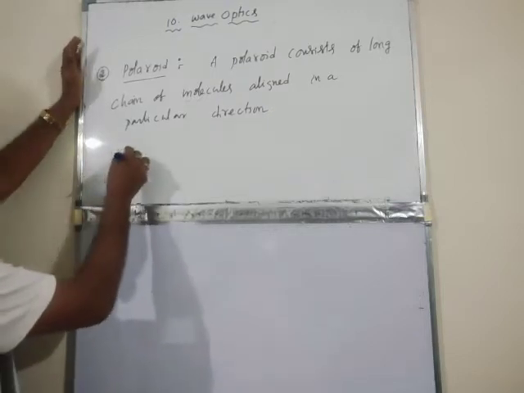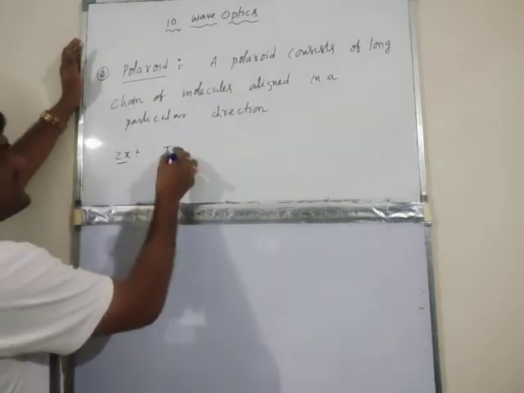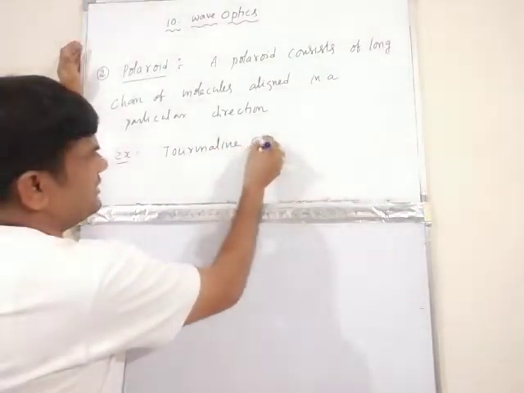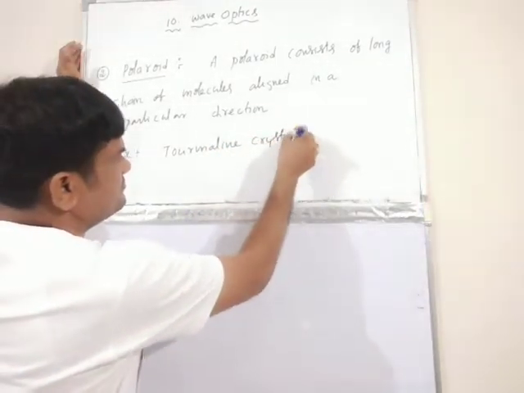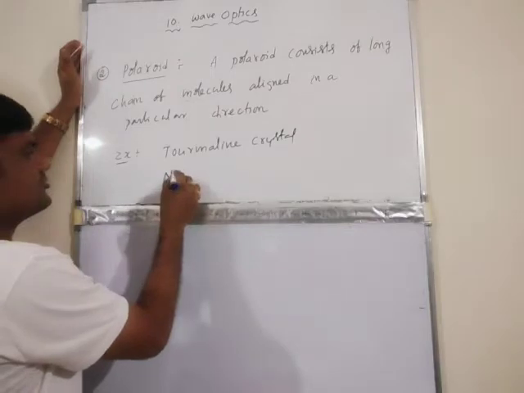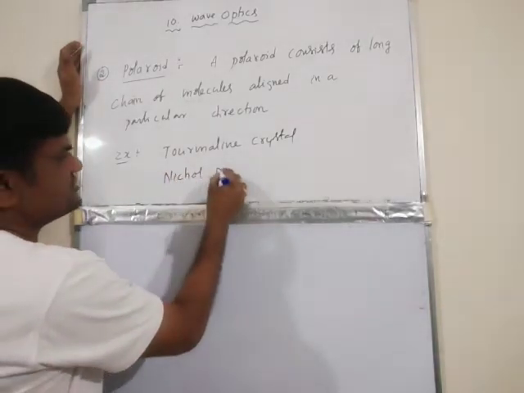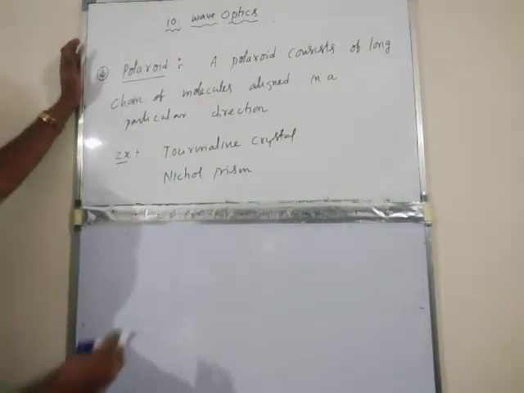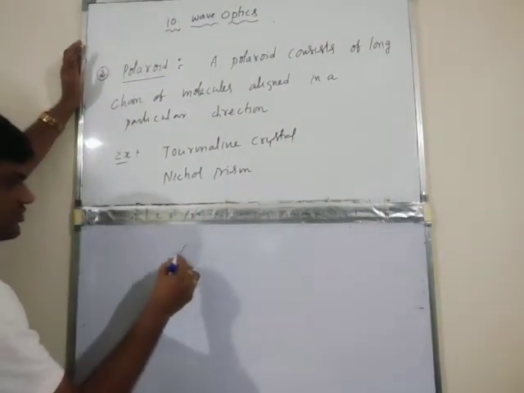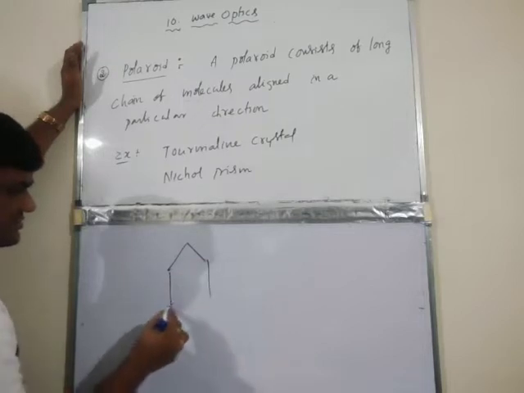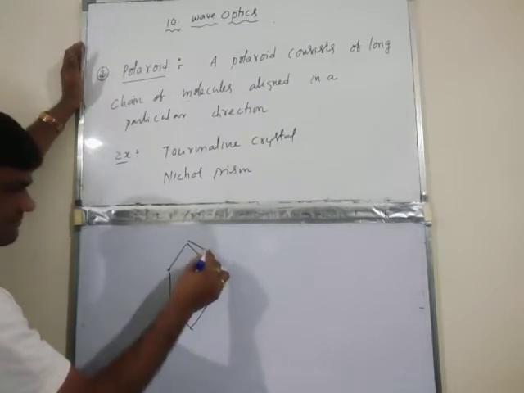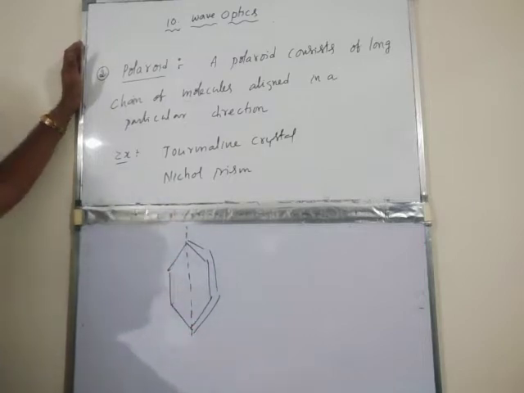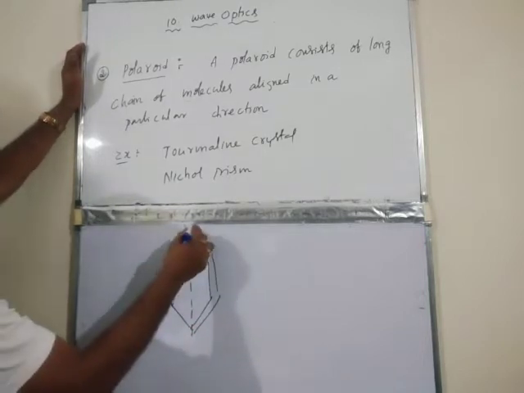So examples are tourmaline crystal and nickel prism. This is the Polaroid diagram. Remember my Polaroid diagram. We can represent it in this manner, which has a pass axis like that. Okay, this is nothing but a pass axis.